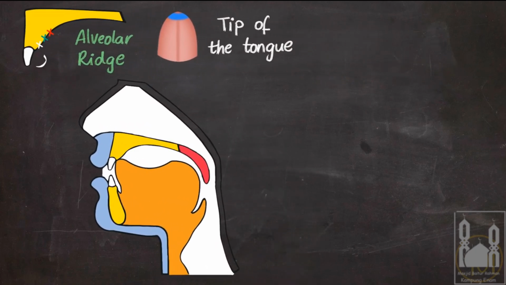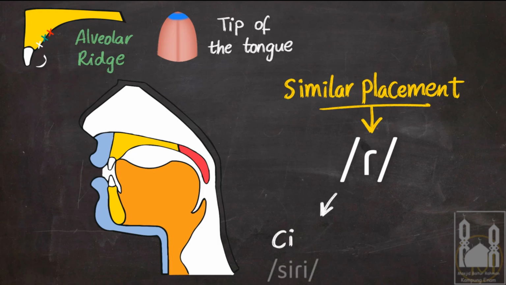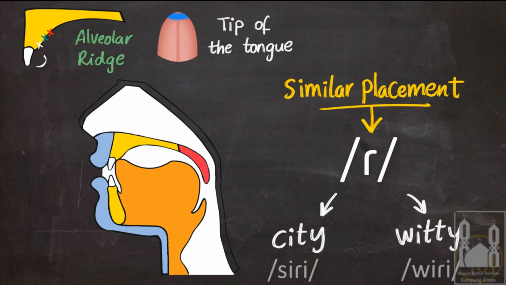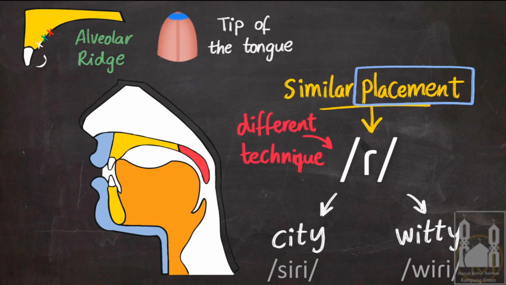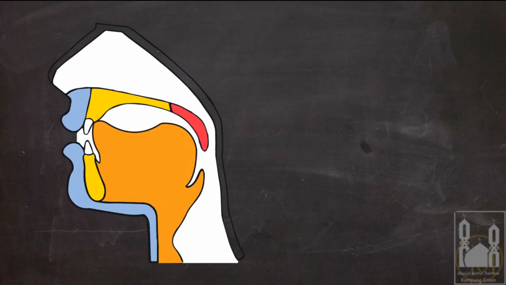The closest tongue placement to the Ra in the Quran is the voiced alveolar tap, which is found in American English in words like city and witty. Again, this is only about the placement of the tongue. It has a completely different technique. So this is the exact location of the Mahraj of Ra.